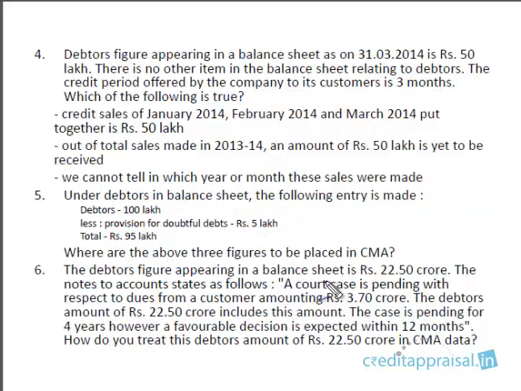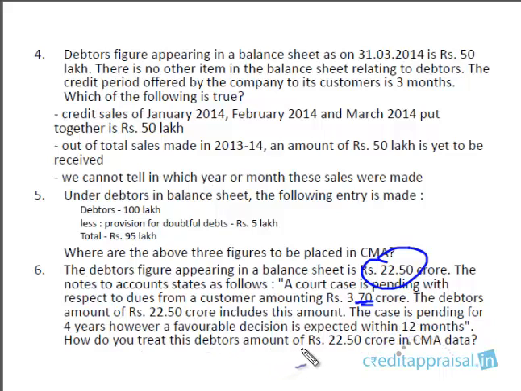So the next question is, the debtors figure appearing in the balance sheet is 22.5 crores. The notes to accounts state as follows. A court case is pending with respect to dues from a customer amounting to 3.7 crores. The debtors amounting to 22.5 crores includes this amount of 3.7 crores for which a court case is pending.